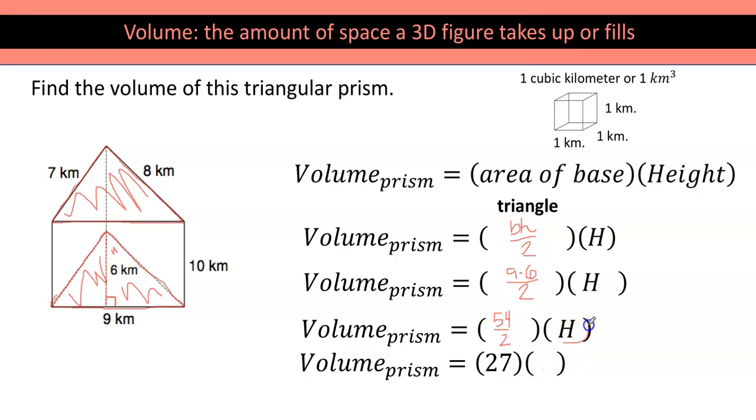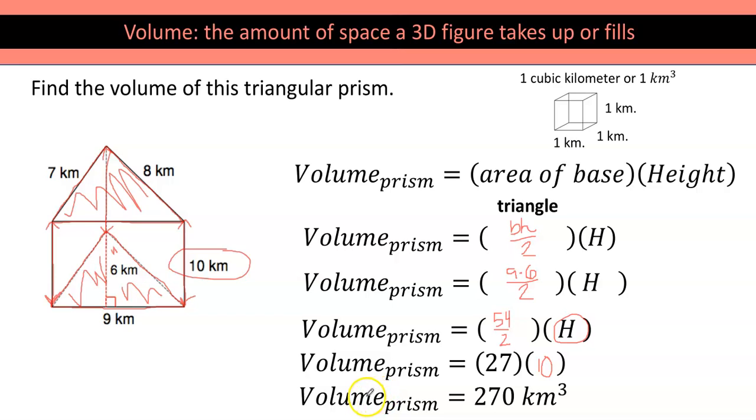Now I need to find the capital H height. We already found the lowercase h height, which was just the height of the triangle. The capital H height is the height of the entire prism. You could also define this as the distance between the two bases. So this would be the distance between the two triangle faces. And the distance between the two bases is 10 kilometers. So I fill in 10 for the height of the entire prism. And my final answer for the volume of the prism is 270 kilometers cubed.